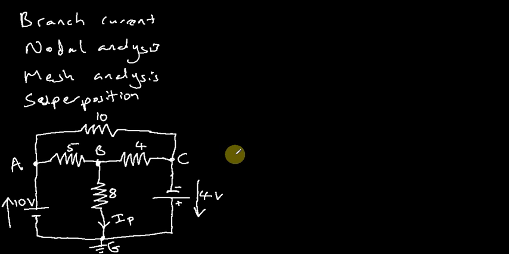Now, we could use a number of methods, and I think I'll use several to analyze this, and hopefully that will serve as a good review of what we have done. So for the branch current method, what we're going to need to do is assign currents to each one of these branches. For example, we could have a current in this branch, let's call that I1.